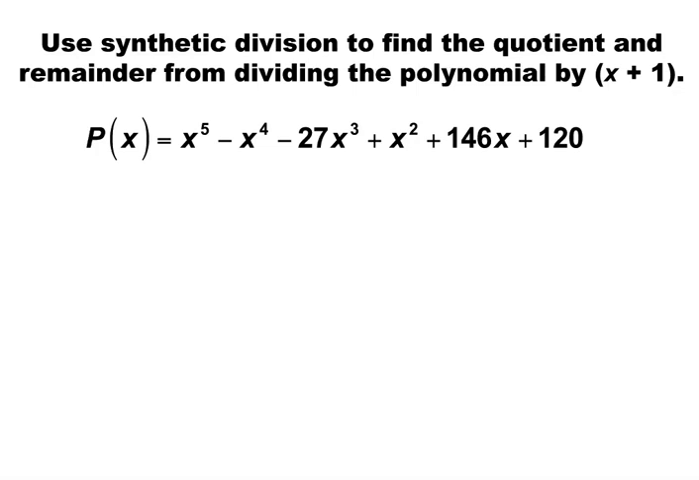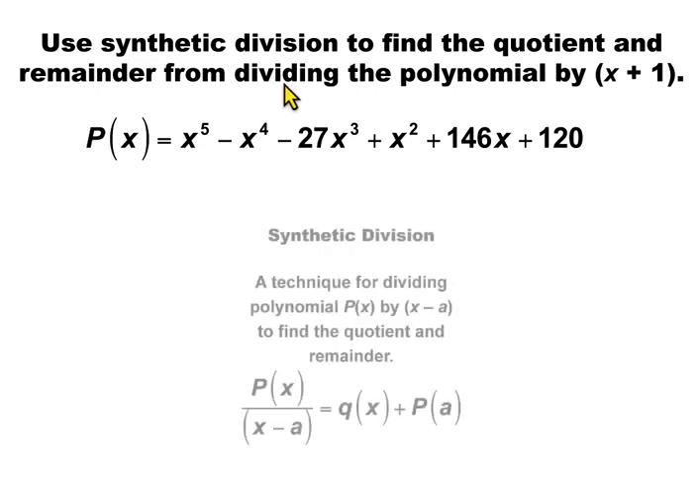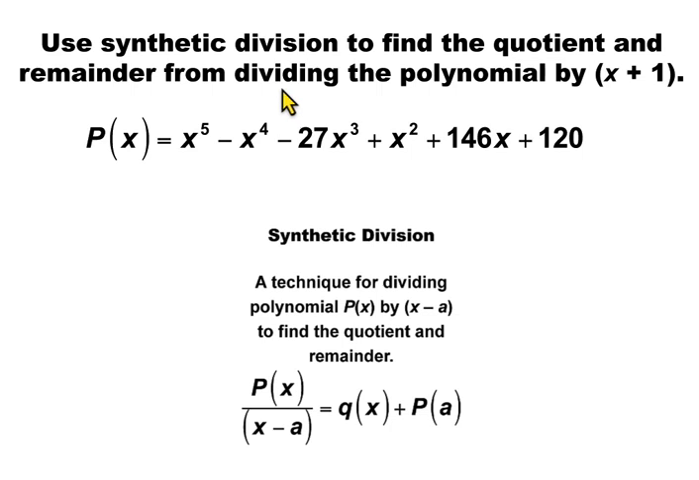Use synthetic division to find the quotient and remainder from dividing the polynomial by x plus 1. Synthetic division is a way of dividing one polynomial by a linear binomial to find the quotient and remainder. When dividing by a linear binomial using synthetic division, make sure that the factor is written in the form x minus a. As you can see, x plus 1 is not in this form, so we need to rewrite it as x minus negative 1, and we'll be using the negative 1 in the synthetic division calculations.